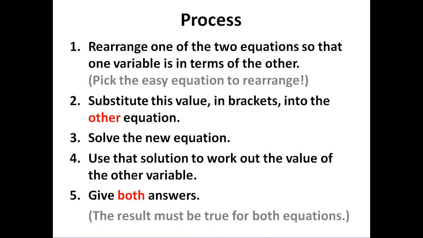So this is the process. We rearrange one of the equations so one variable is in terms of the other. Usually there's a very simple equation to rearrange that makes it a lot easier than the other one. We pick the easy one to rearrange. We take that value and in brackets we substitute it into the other equation, which we then solve. We then have one variable, we go back to the original equations to solve the other variable, and we give both answers. The result must be true for both equations so we know when we've got it right.